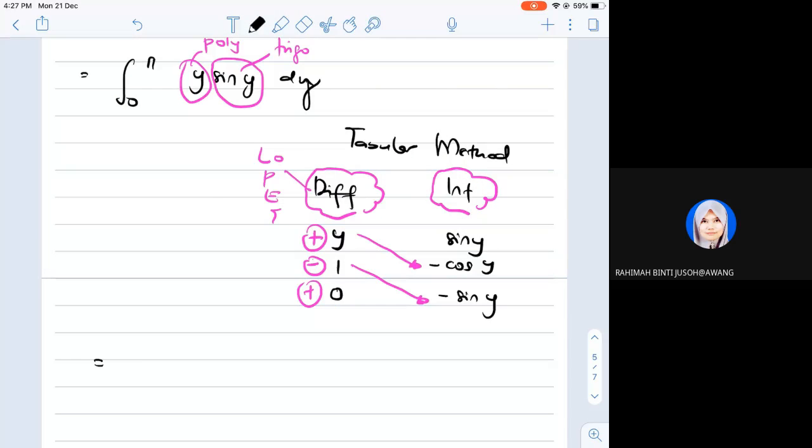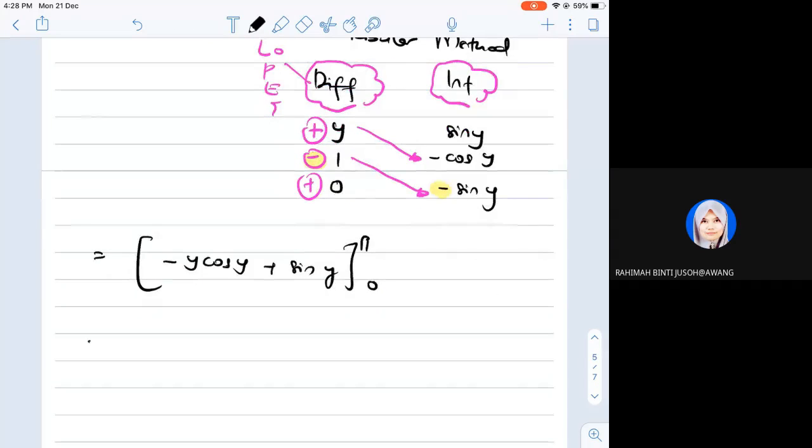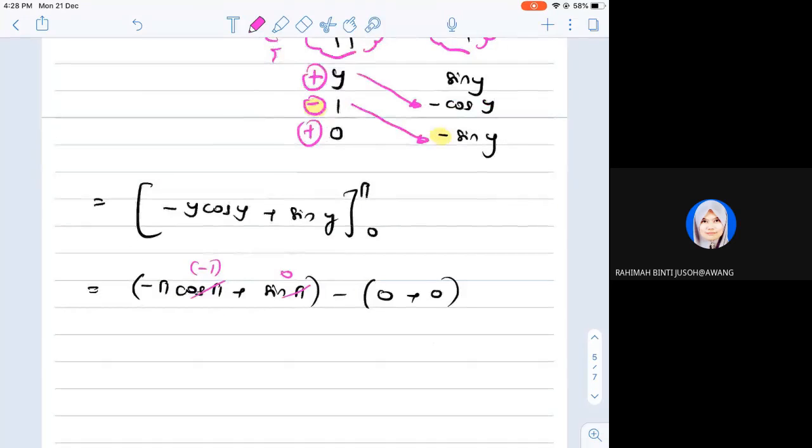Oh sorry, no need for the 0 until pi anymore, because we are now integrating this. Open the square bracket: negative y cos y, minus minus becomes plus, so plus sin y. Substitute 0 and pi. We have negative pi cos pi plus sin pi minus 0 plus sin 0, which is also 0. Cos pi is negative 1, sin pi is 0, so negative 1 times negative pi equals pi. That's the answer.